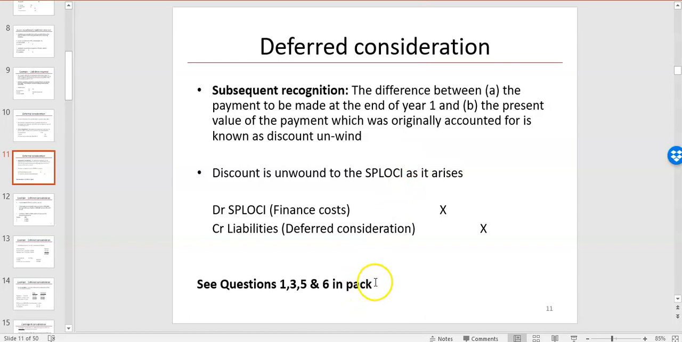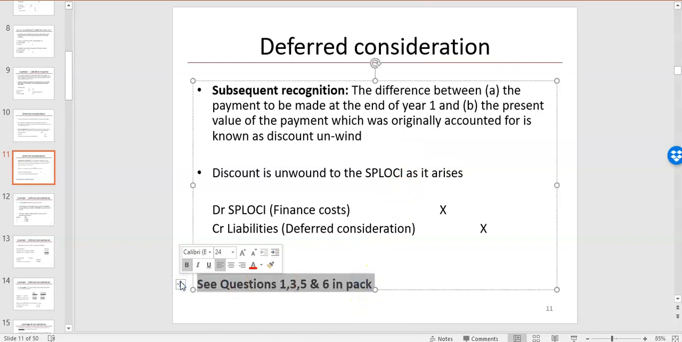And there are a number of questions in your pack that deal with that, so that's something to watch for. It's not just about initial accounting at the acquisition date. You have to consider that at the end of year 1 into year 2, you're going to be paying off the 250,000. So your time value of money moves away because you get close to the payment date, and you recognize that through a finance cost in the P&L.